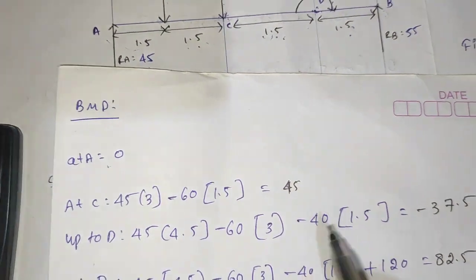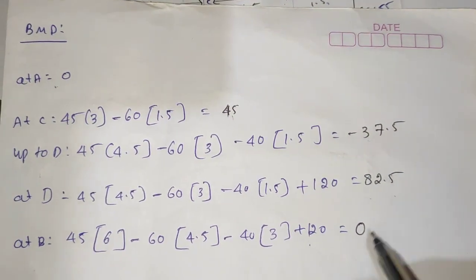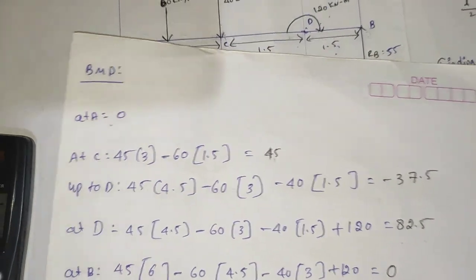This is 0, and we get 45, minus 37.5, 82.5, 0. This is the bending moment diagram.